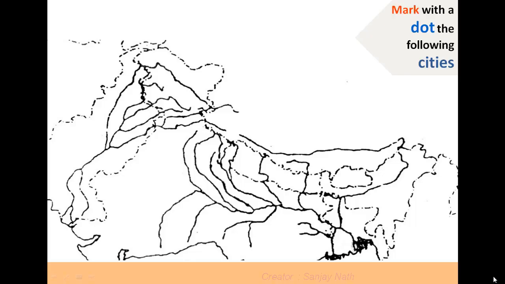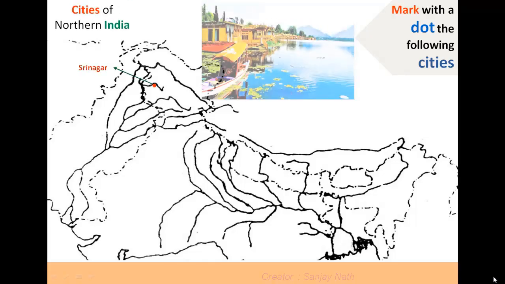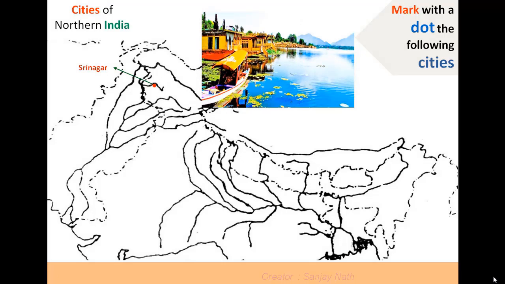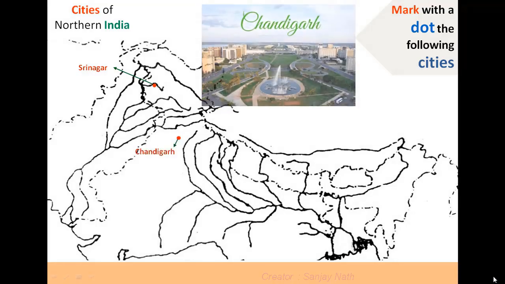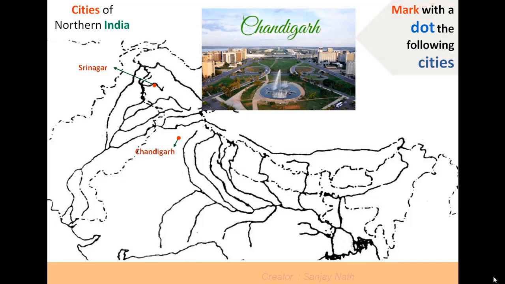Now we'll mark with a dot the following cities in northern states of India. Srinagar. Srinagar is the largest city and the summer capital of the Indian Union Territory of Jammu Kashmir. It lies in the Kashmir Valley on the banks of Jhelum River. Chandigarh. Chandigarh was the first city of modern India, planned by the famous French architect Le Corbusier. It is the capital of Punjab and Haryana state.